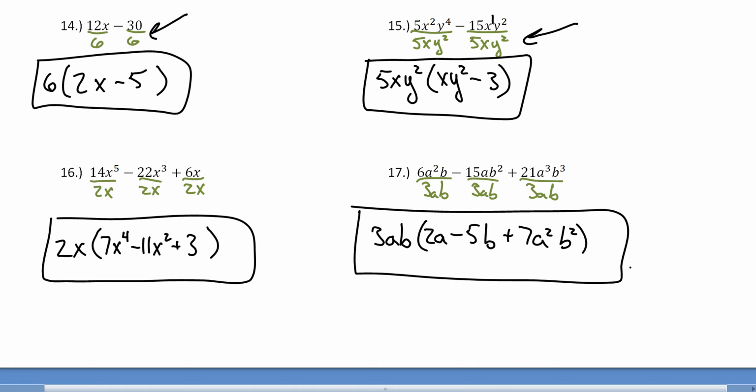Okay? So identify the greatest common factor. What's the biggest number that divides evenly into each of them? And then from there, you're just saying, okay, what can I take out in terms of the exponents? And then you divide it out. Okay?